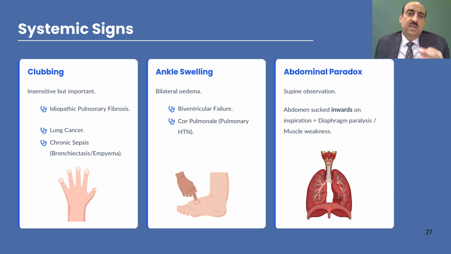Abdominal paradox, one of the very overlooked signs, is if somebody is in supine position and the abdomen is sucked inwards during inspiration, which should not be the case, because if you're inspiring, the abdomen should be protruding out. But if there is a diaphragmatic palsy, with paralysis and muscle weakness, then the diaphragm will be sucked in. So that's an abdominal paradox, which should not occur in a normal situation.